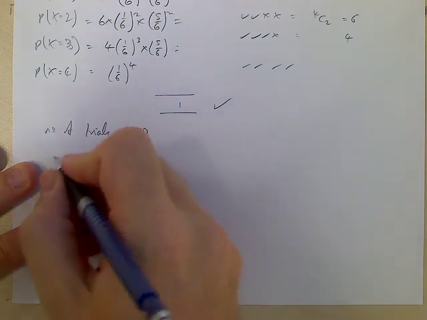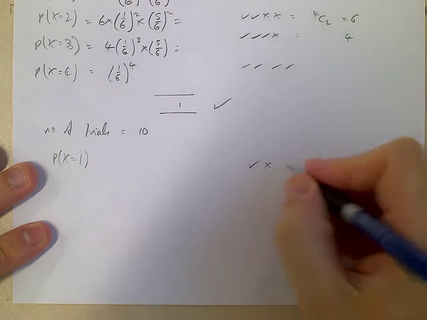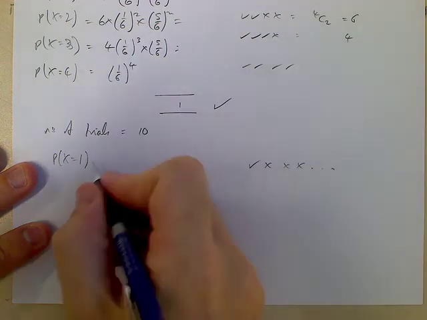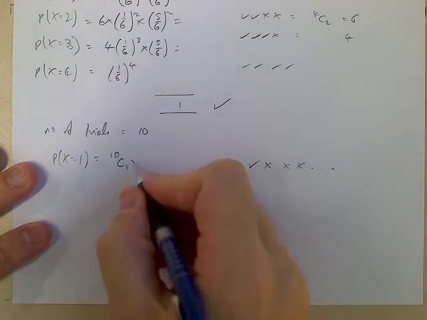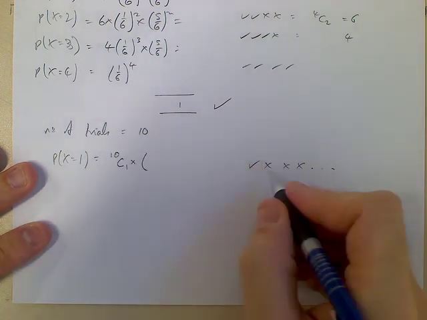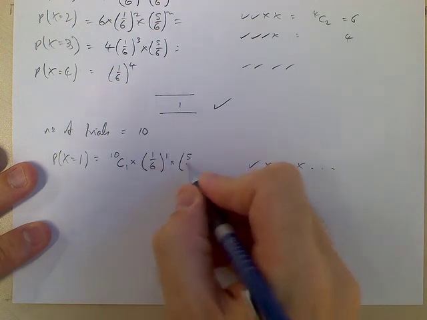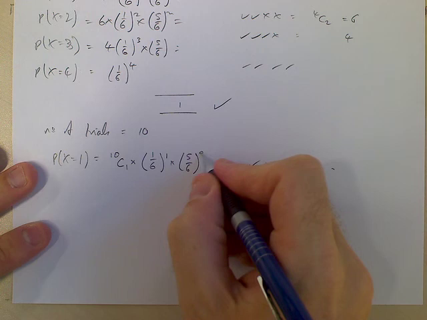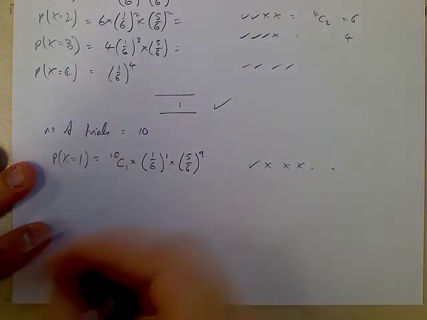So if I've now got probability of x being 1, I need 1 tick and then 9 failures. I know by now that's 10 select 1 lots of. How many successes? 1. How many failures? 9. Whatever that comes to is my probability.